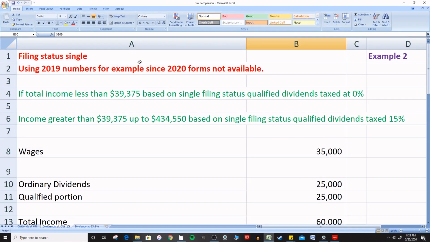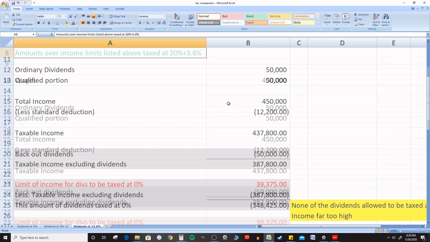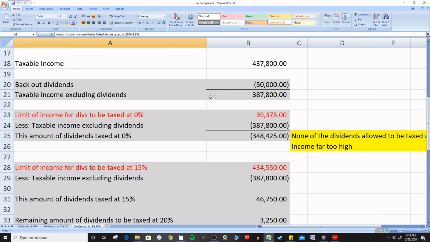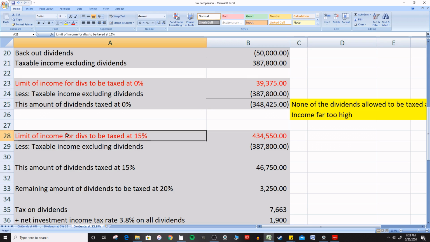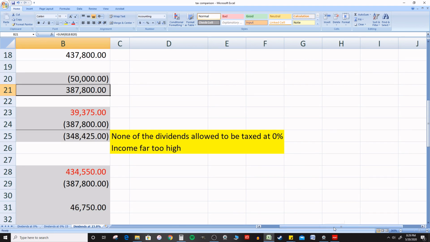Let's go over to the Excel worksheet and I'll explain to you basically how this works. Okay, so I've summarized this right here. And let's go down to the dividend calculation part. You'll notice here, first of all, the limit of income for our dividends to be taxed at 0%. We're way over that. We're so far over it that none of the dividends are allowed to be taxed at 0%, because our income is just far too high. So now we have to go to the limit of income for dividends to be taxed at 15%.